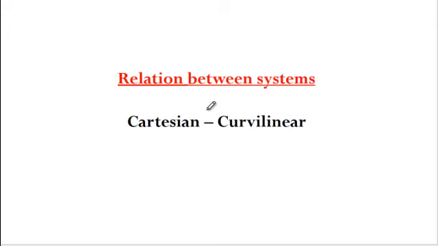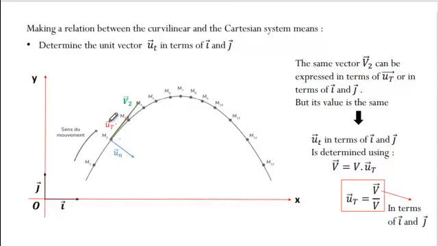In this part, we'll talk about the relation between the Cartesian XOY system and the curvilinear system NT. So how to find a relation between these two? In order to do so, we know that the V vector is always tangent to the trajectory, so it's along UT. According to the rule, V vector equals V times UT vector. And we also notice that the UT vector has also X and Y.